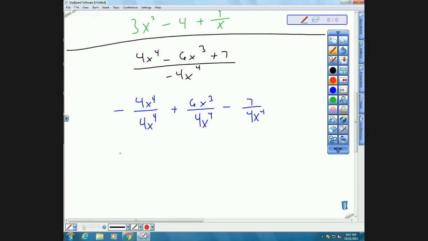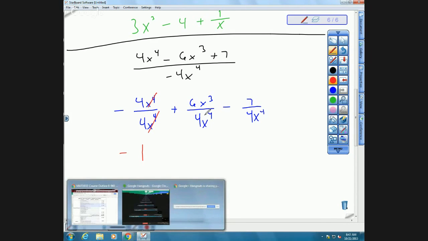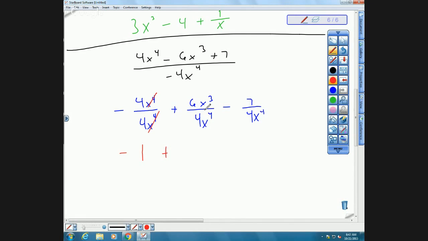So here, 4 divided by 4 is 1. 4x is on top, 4x on the bottom, they cancel out. Right here, what do I do with the 6 and the 4? Because they don't divide evenly. I can reduce it. I can divide them both by 2 and get 3 over 2. Where's my x go? I have 3 on top, 4 on the bottom, so I have an extra x on the bottom.